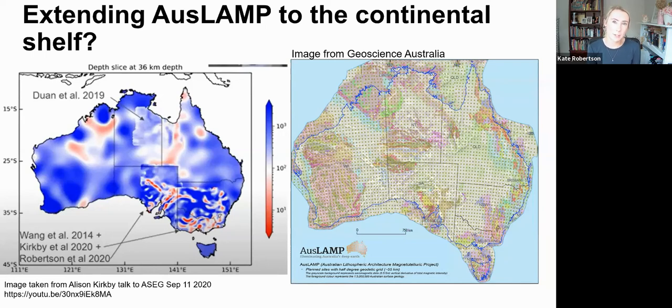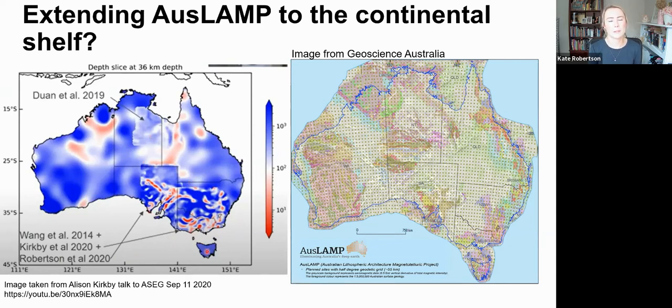So what could we actually do going forward? On the left, I've pinched a slide from a talk from Alison Kirkby. This is a depth slice of 36 kilometres. It has a variety of different AuSLAMP models around this area and up in the north, overlaying what was previously our best image of the conductivity of Australia, which was only made from 57 sites using GDS sites instead of MT, which means we're not actually recording the electric fields. So it's very hard to constrain absolute resistivities and the depth of features. We really want to take note of the features you can see in this area and here where we've got these newer models.